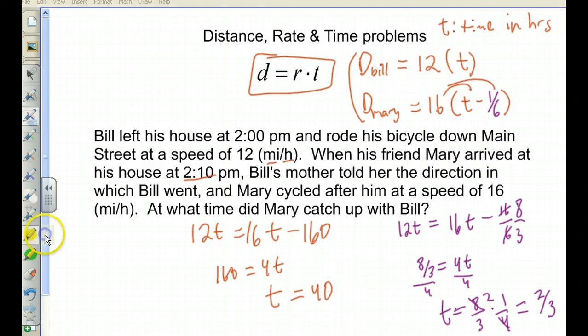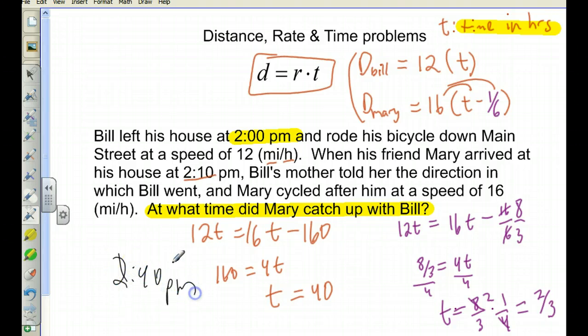Now, one last thing. Let's always look back at what the question is asking for. What time did Mary catch up with Bill? Well, what is t? t is the time in hours. It took 2/3 of an hour from the original starting point of 2 p.m. So 2:40, they caught up with each other. So what time? It would be 2:40 p.m. And that's how you do at least that type of distance equals rate times time problem.